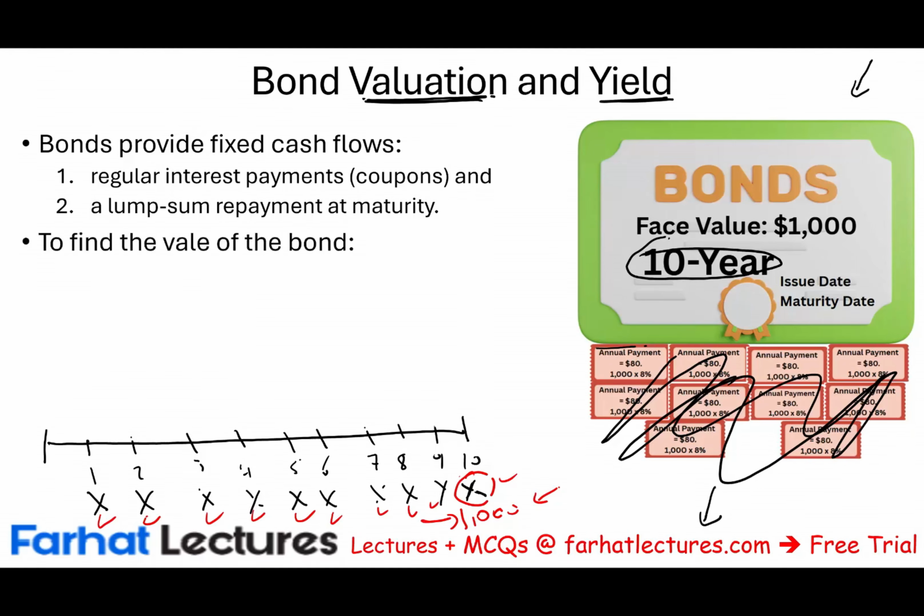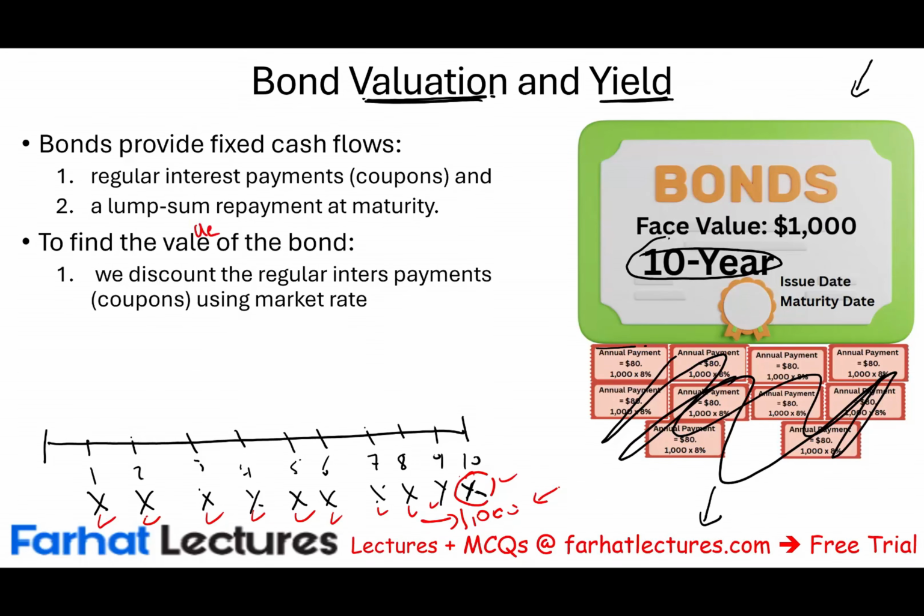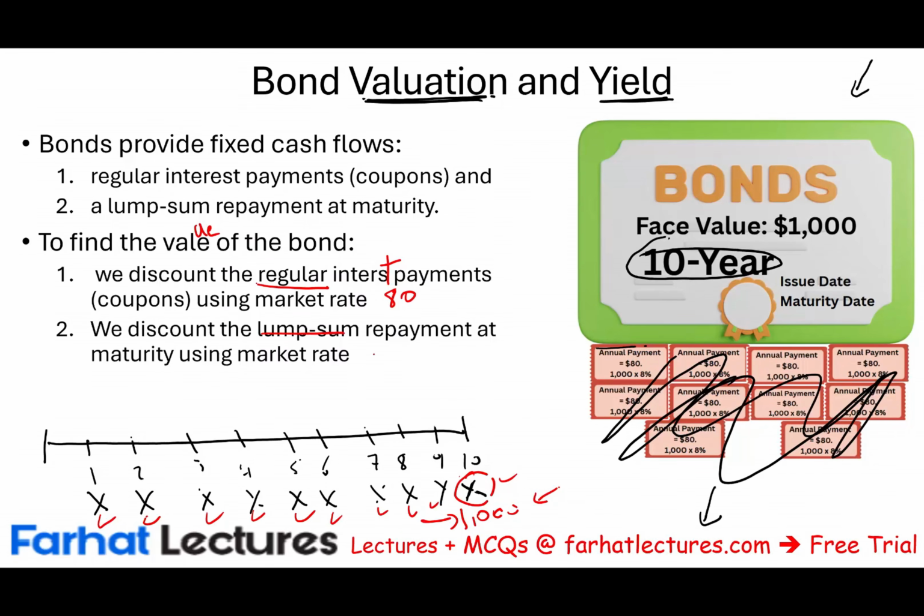What do I do? I discount to find the value of the bond. I discount the regular interest payment, in my situation $80, and I discount the lump sum of $1,000. This is $80, but this is going to be 10 times. I will discount this annuity, and I will discount the face value, the lump sum of $1,000. Then I add those two figures together. Once I add them together, what do I have? I have the value of the bond. How much would I pay for this bond?